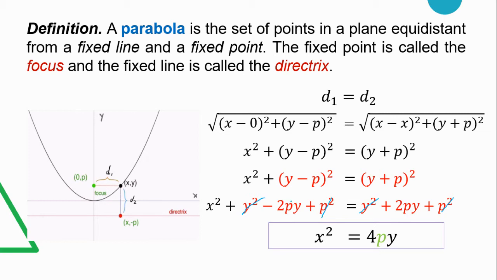So, we combine, and we now have the result x squared is equal to 4py. So, this is now our standard equation of the parabola if the parabola is opening upward. Because take note, there are many orientations of the parabola. The parabola may open downward, may open to the left, may open to the right. The parabola opens downward if this one is negative. If we have x squared is equal to negative 4py, the parabola opens downward.